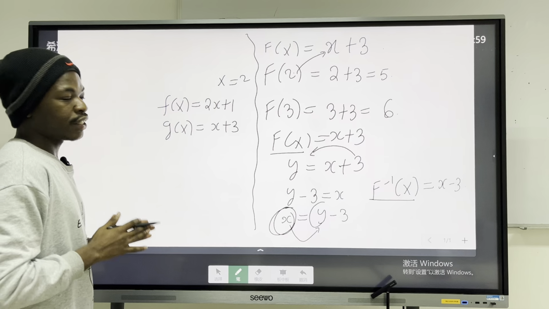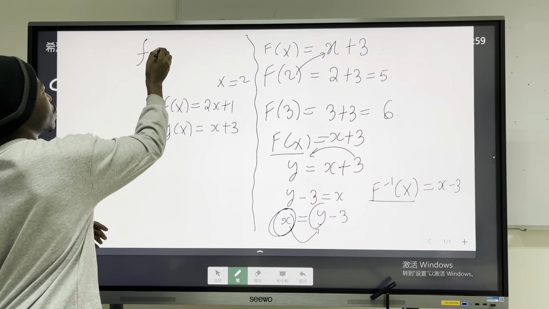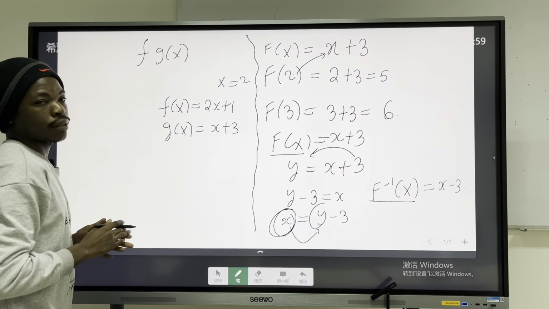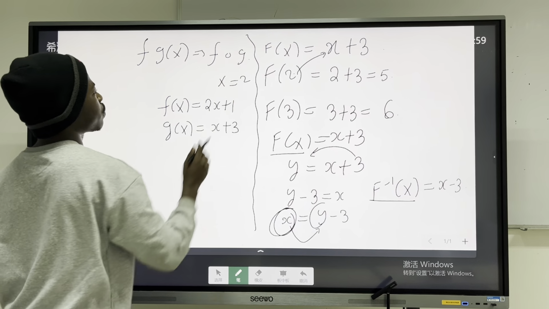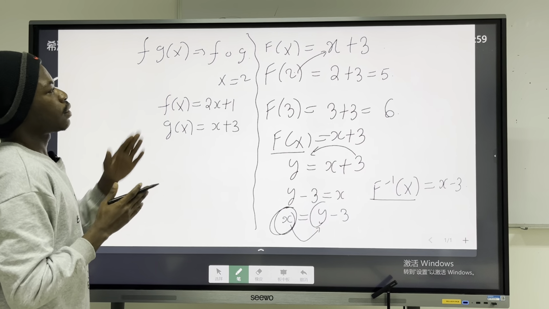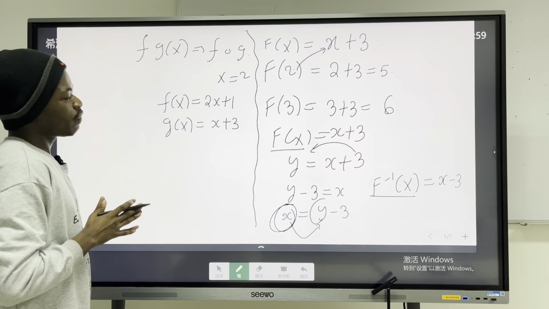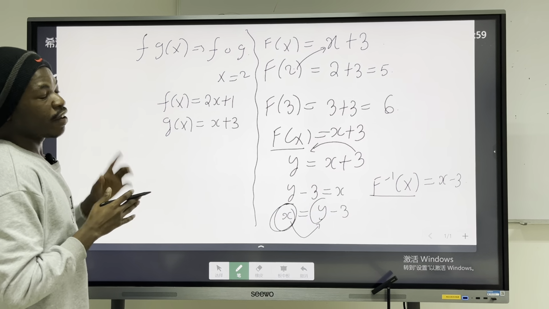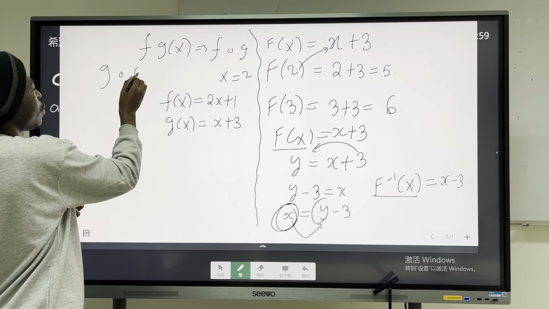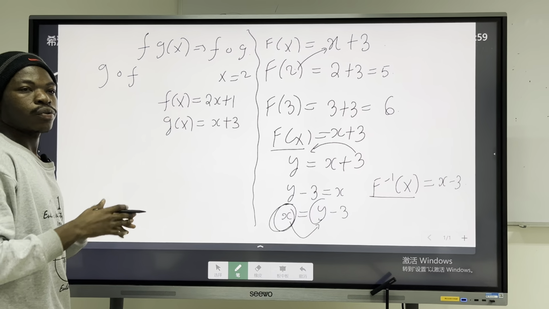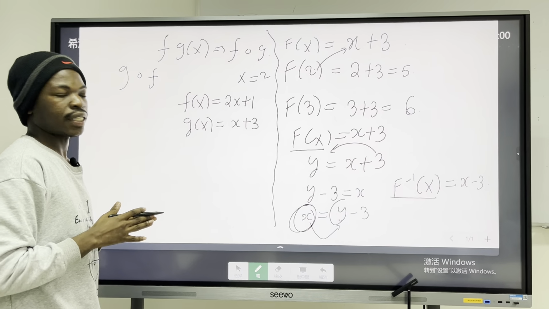For composite functions, you'll be seeing symbols like f of g of x, or sometimes this could be written as f of g, just like that. So this and that would mean one and the same thing. When we talk about composite functions, we'll ask you to find fg of x, or I can also ask you to find g of f, or gf of x. So I'm putting two functions together, then forming a new function called a composite function.